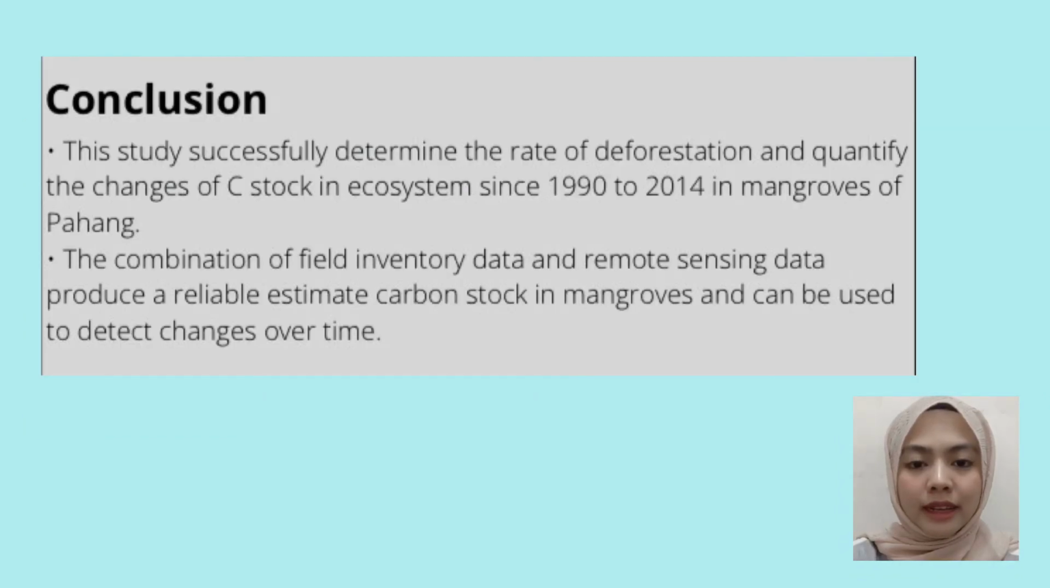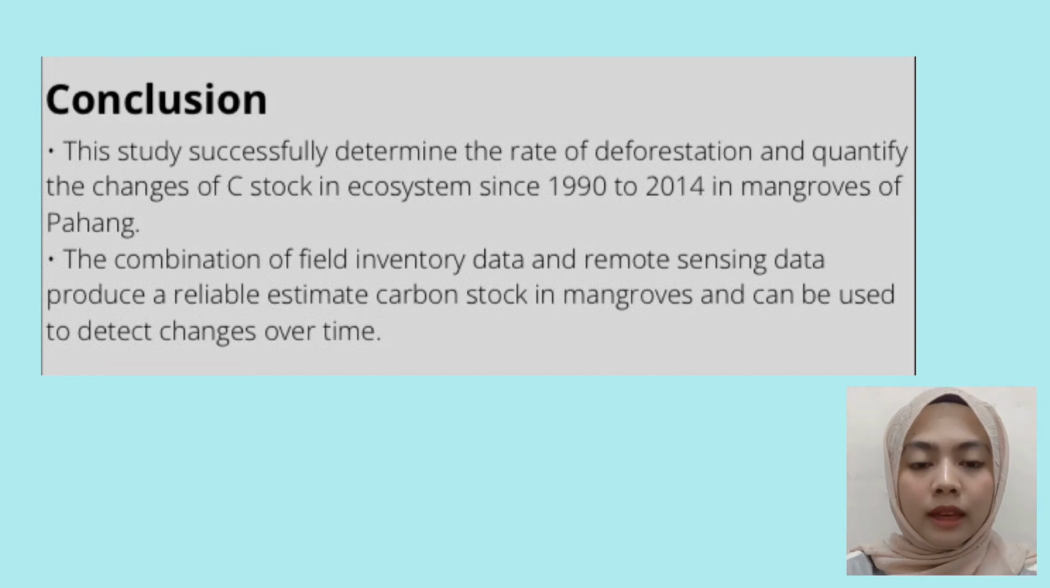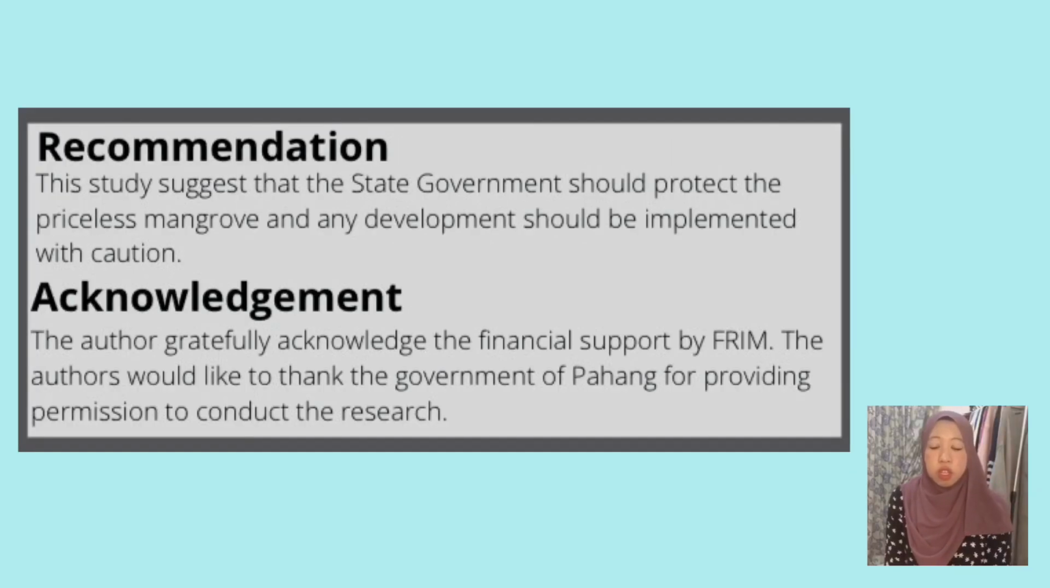In conclusion, this study successfully determined the rate of deforestation and changes of carbon stock in ecosystem since 1990 to 2014 in mangroves in Pahang. And also the combination of field inventory data and remote sensing data produces a reliable estimate of carbon stock in mangrove and can be used to detect changes over time.